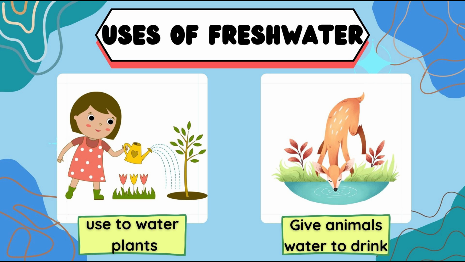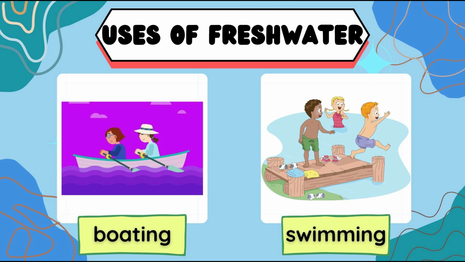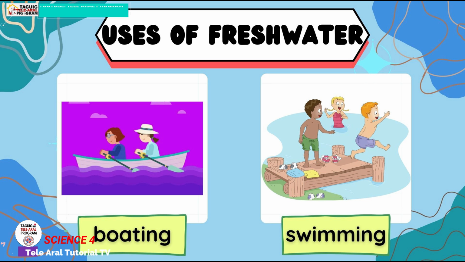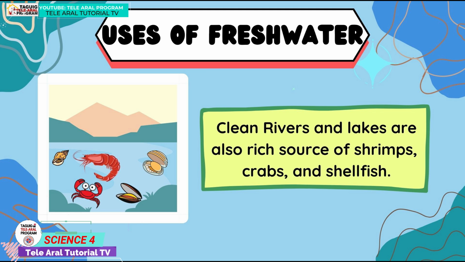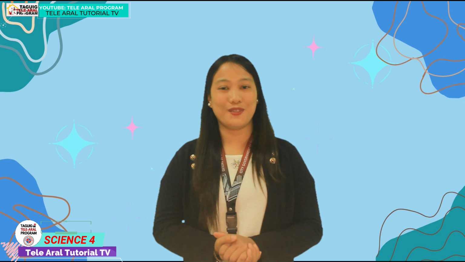Yes! Fresh water, rivers, lakes, and springs are used for recreational activities. We can go swimming or boating in these places. Clean rivers and lakes are also a rich source of shrimps, crabs, and shellfish. After knowing the uses of fresh water, we will move on to the uses of seawater.